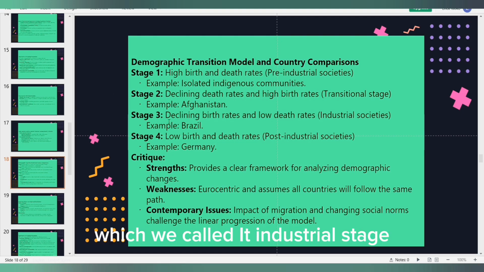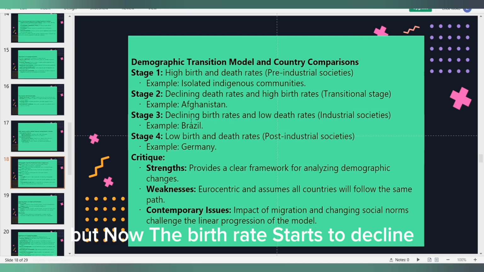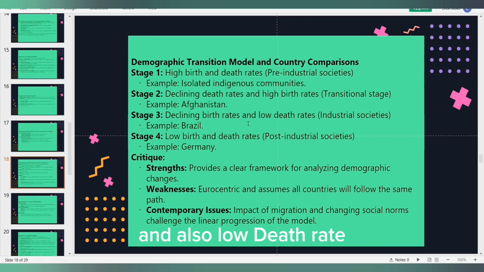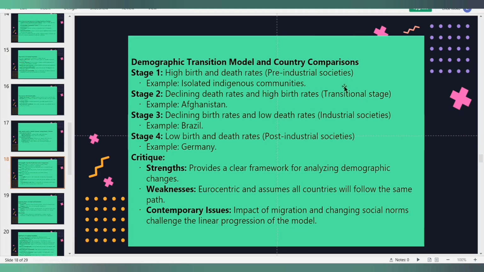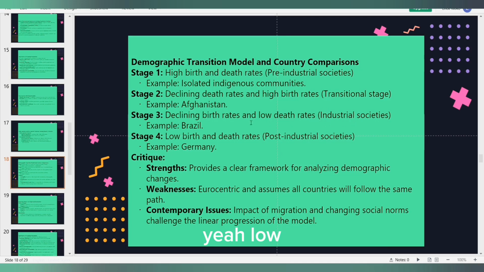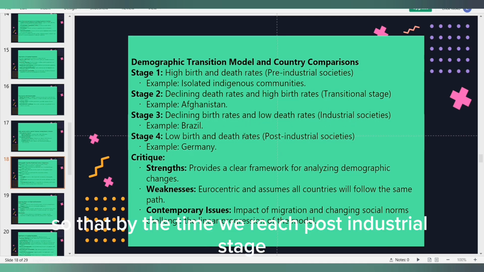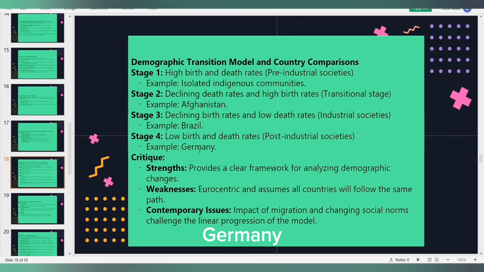In stage 3, which we called the industrial stage, the birth rate starts to decline and we also have a low death rate. So in stage 1, pre-industrial, we have high birth rate, high death rate. In the transitional stage, the death rate starts declining, remaining with high birth rate alone. In the industrial stage, the birth rate also declines, so both of them are low. By the time we reach the post-industrial stage, we have low birth rate and death rate. For example, Germany.